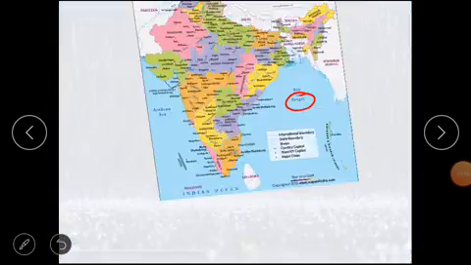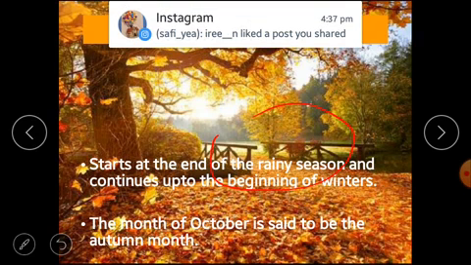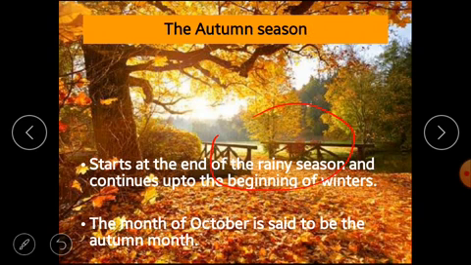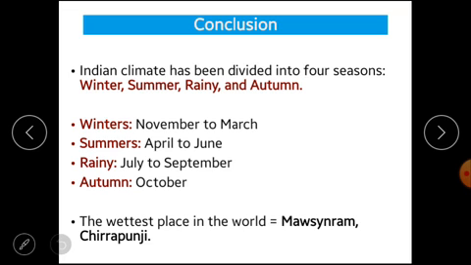Then there is the autumn season. In the autumn season, trees shed their leaves and new leaves begin to come out. You can see in the picture. And the season arrives and stays for the month of October. The month of October is the official month for the autumn season. So this completes the second part of this chapter. We discussed the climate of India, which is divided into 4 seasons: winter, summer, rainy and autumn season, and a short season which is spring.